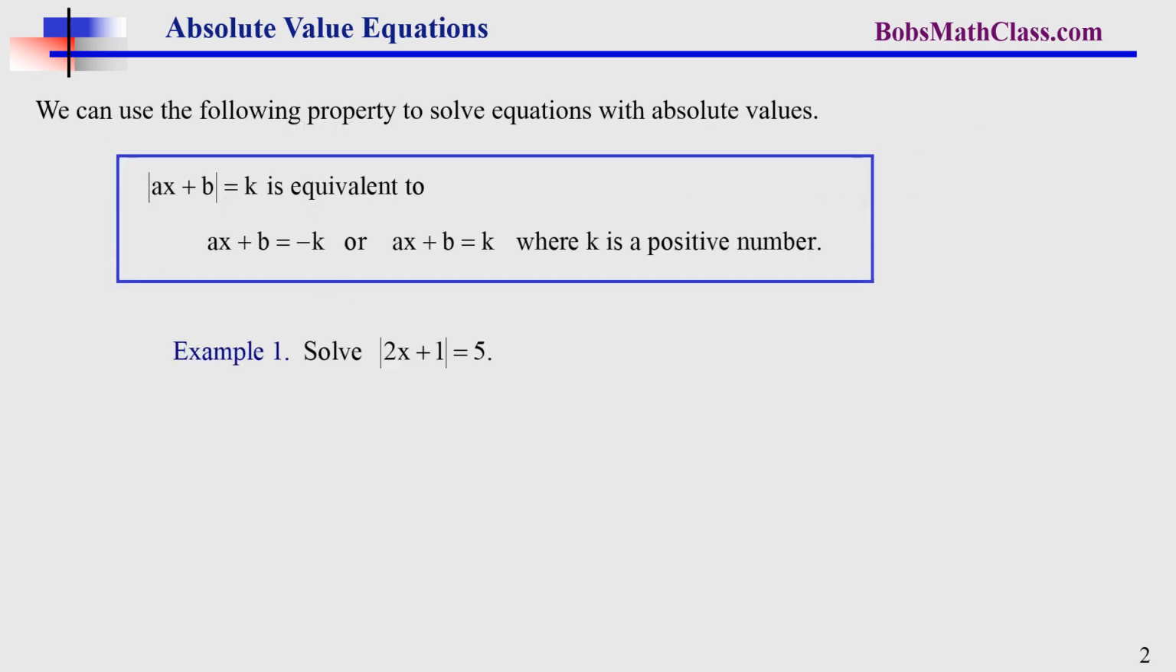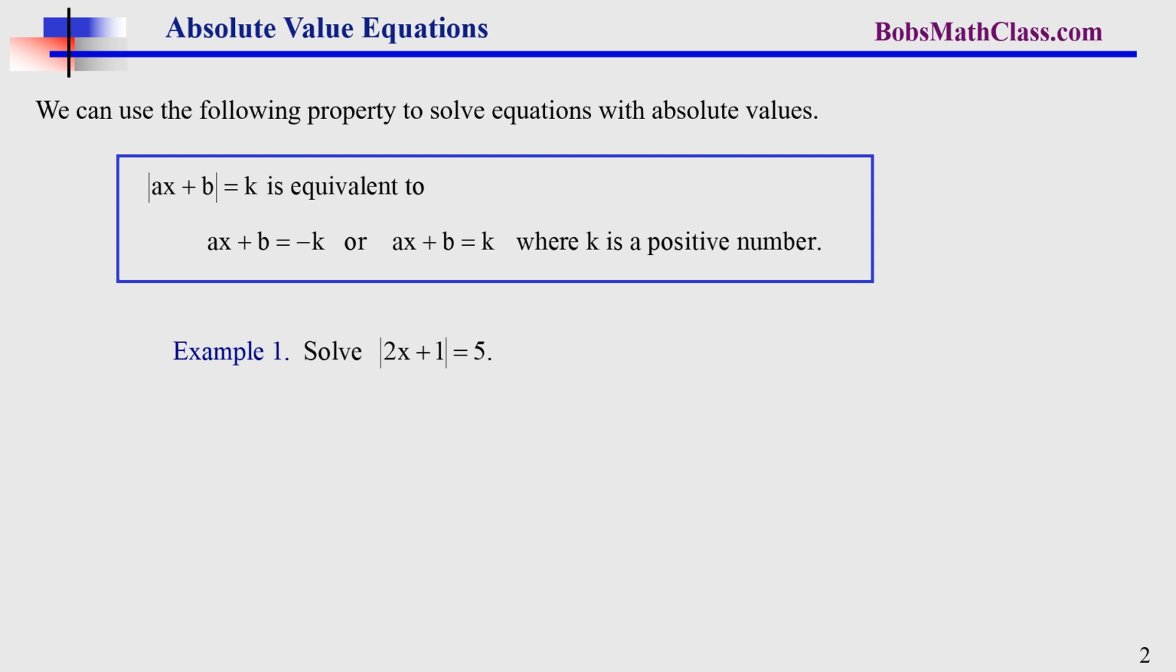Okay, here's our rule or property. If you have the absolute value of ax plus b equals k, and k has to be a positive number, then that gives you two equations: ax plus b equals negative k, or ax plus b equals positive k. So two answers. It doesn't matter which one you do first, but you're going to do two equations. One of them you're going to leave the constant on the right-hand side positive, and the other one you're going to make negative.